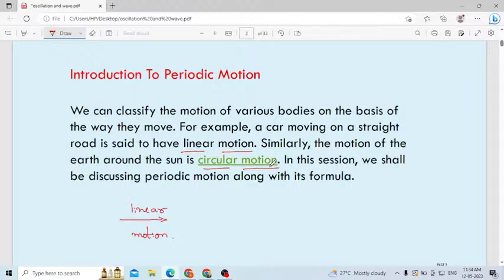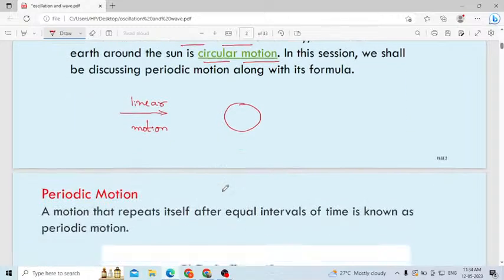Normally, here I discuss two types of motion: linear motion and circular motion. Linear motion means if an object moves in a straight line, we consider that linear motion. If the object is moving in a circular path, we consider that circular motion. These are the two differences between linear motion and circular motion.